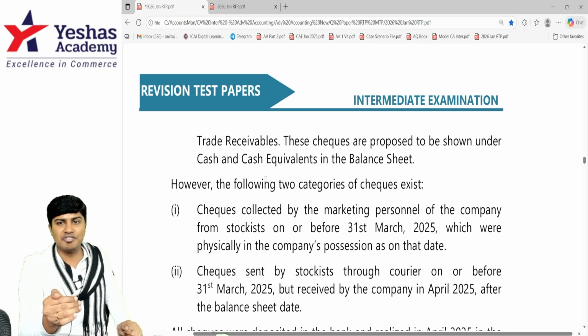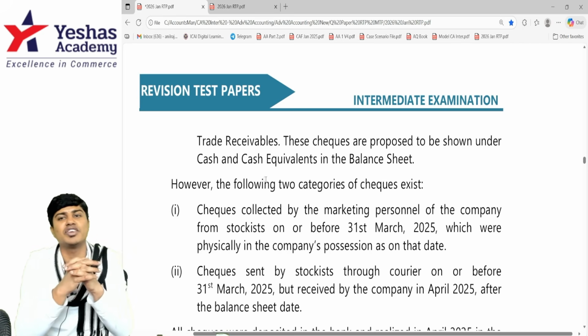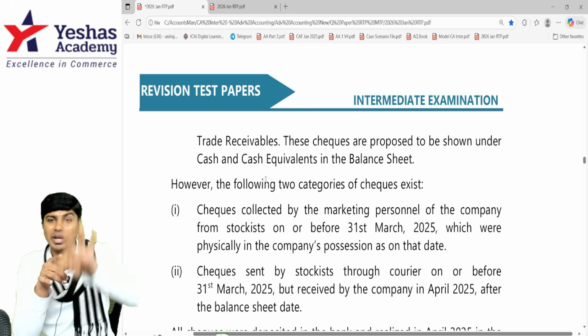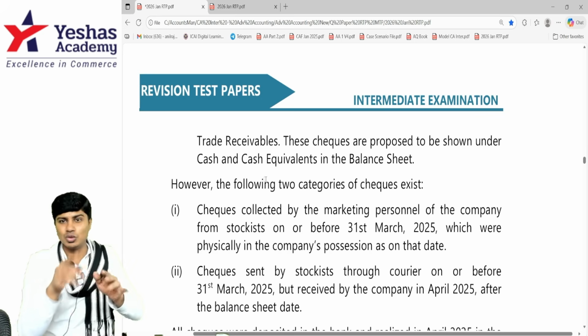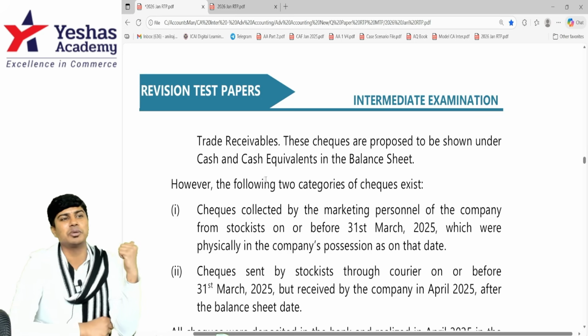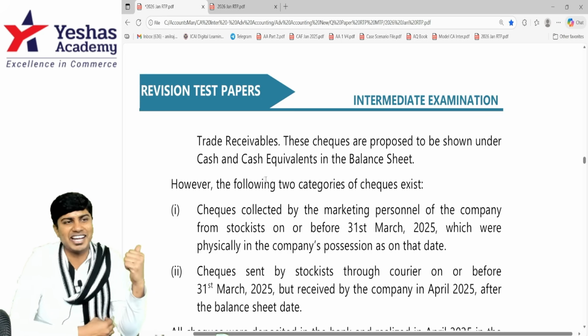He has collected it by 31st March, but it has not reached your Mumbai head office. So the cheque is collected by your employee. It is like you have collected it, though it has not reached your office. So you can record it in your balance sheet as an asset under cash and cash equivalent.